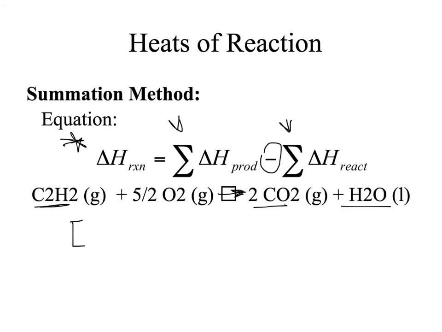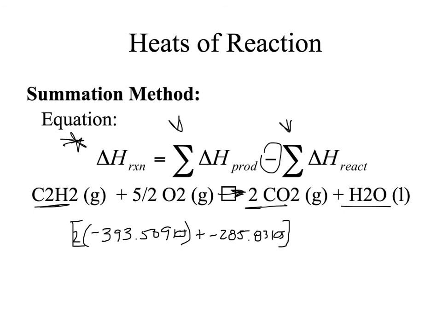We've got CO2. And on our sheet, its heat of formation is negative 393.509 kilojoules. But I've got 2 moles represented here, so I need to multiply that by 2. And I'm going to add that to my other product, which is water. And I've got 1 mole there. It was liquid water, so it's negative 285.83 kilojoules. There are my products.